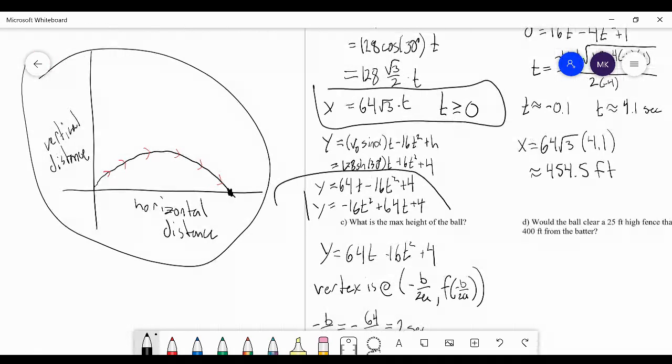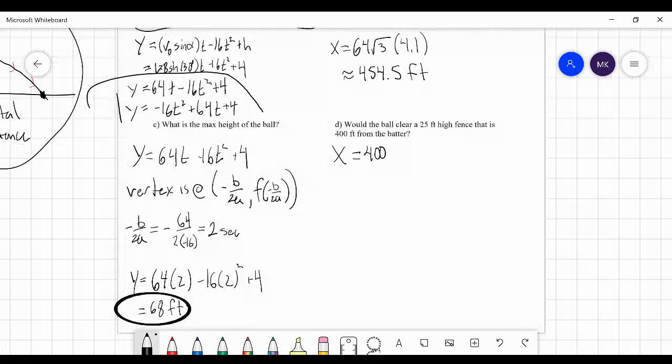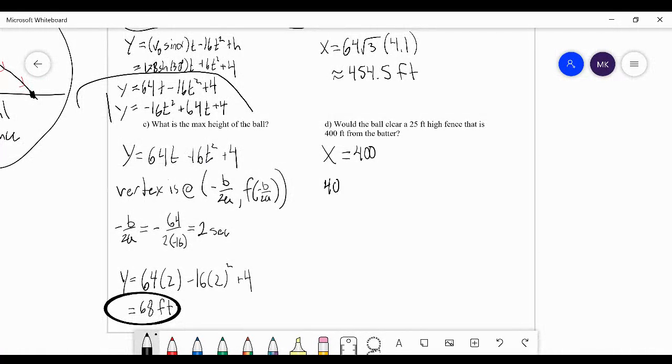When does x, why is it doing that? Okay, when does x equal 400? So we get the very simple equation of 400 equals 64 root 3 t. Divide both sides by 64 root 3. And we get that t is approximately 3.6.